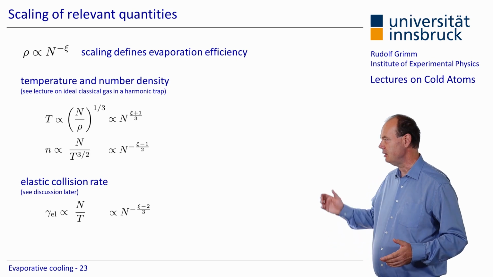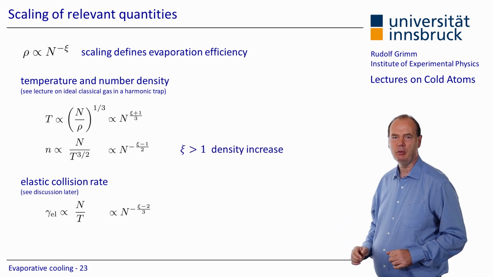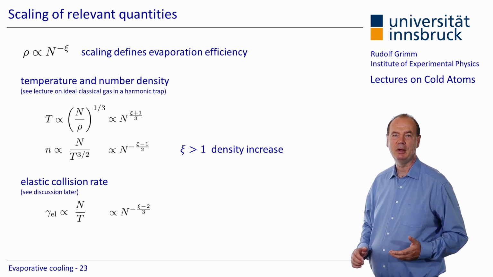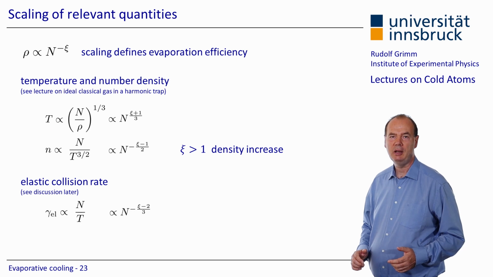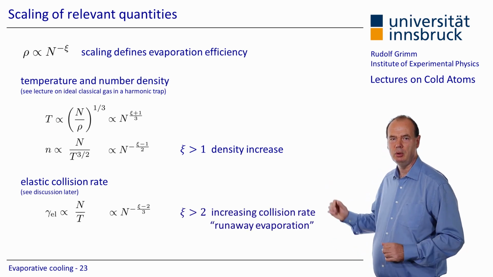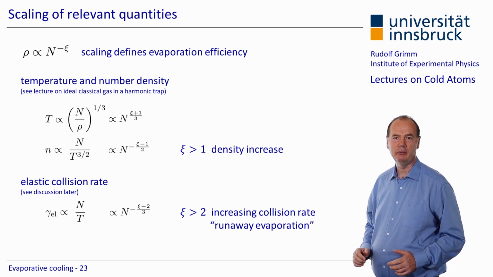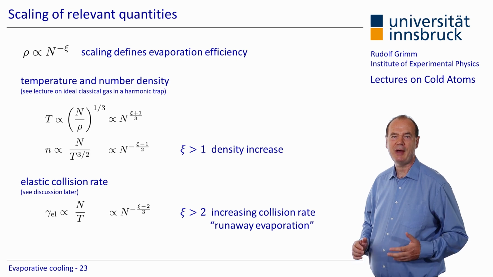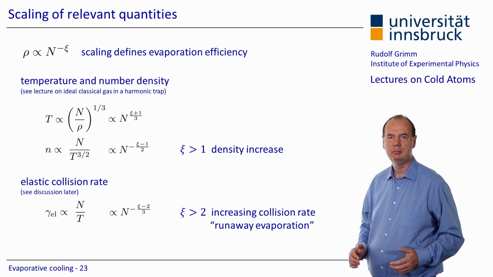We see that the number density goes up in the evaporation if ξ is larger than 1. Sounds quite counterintuitive that the number density can increase when particles are lost, but this is a result of cooling in a harmonic trap. For ξ exceeding 2, even the collision rate goes up. With progressing evaporative cooling, the process gets faster and faster, which we call runaway evaporation.